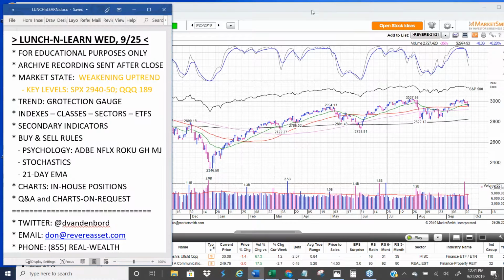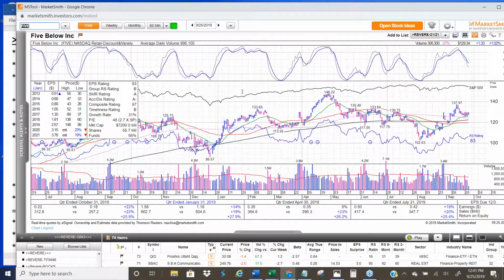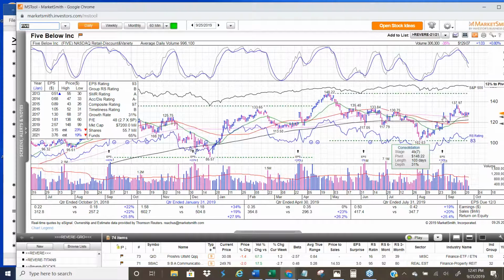So that's the stochastic indicator. Let's talk about some in-house positions that we're still holding now. I mentioned 5 in the Grotection portfolio, and yeah, shutting down that streaming data certainly did help some things.